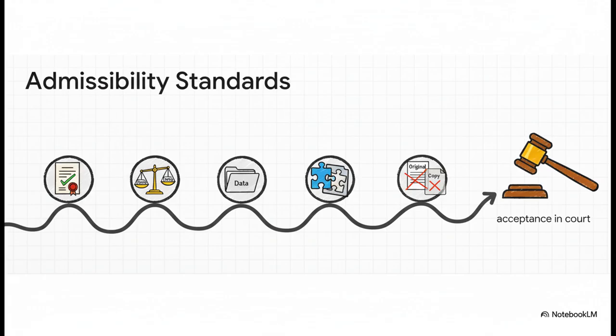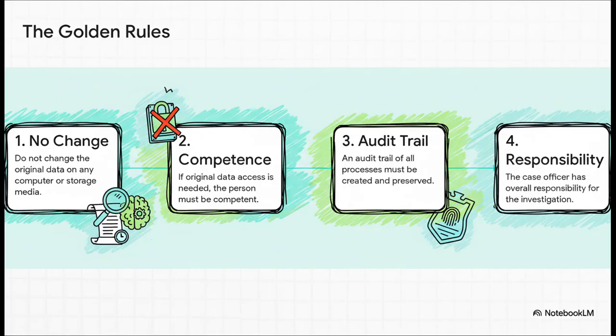It's basically a legal obstacle course, all designed to make sure the process is fair. So how do investigators possibly navigate all this? Well, they stick to 4 golden rules. And the first one is the big one, the absolute foundation of everything. Do not change the original data, period.